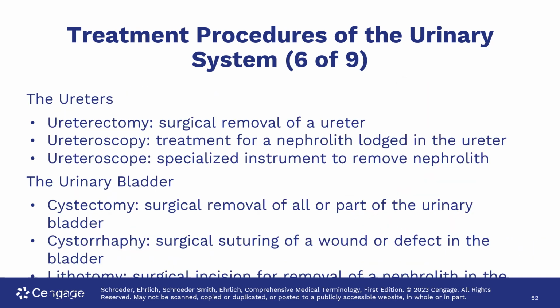The ureters can be removed through ureterectomy. You can always put a scope in there via ureteroscopy. A bladder can also be removed. It can be sutured, called cystorrhaphy, to fill a defect. And stones can also be removed via incision, just like in the kidney, through lithotomy.